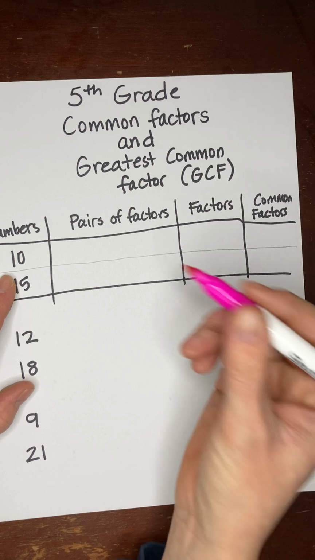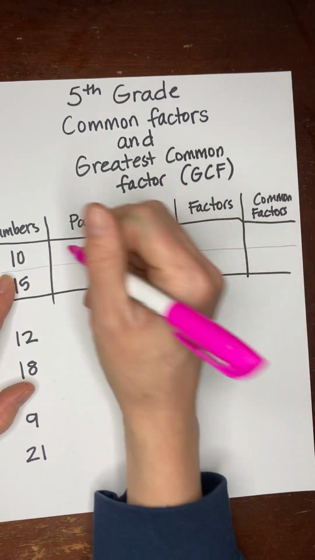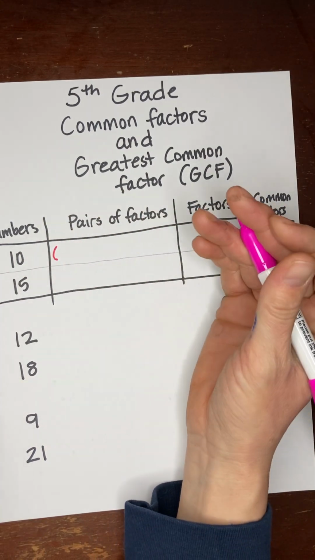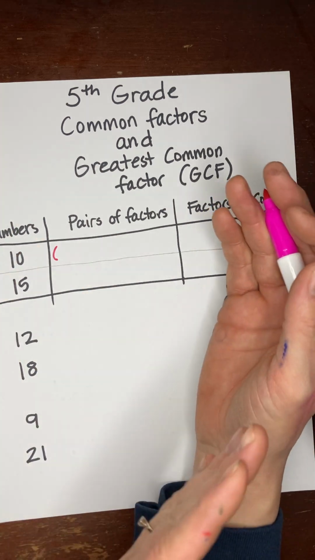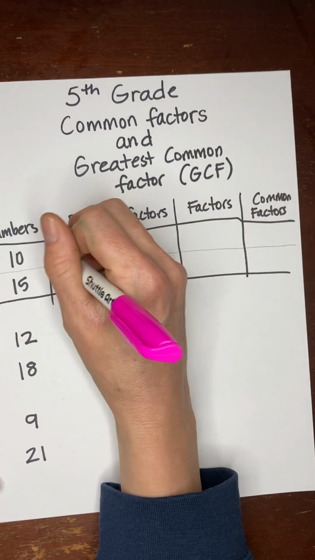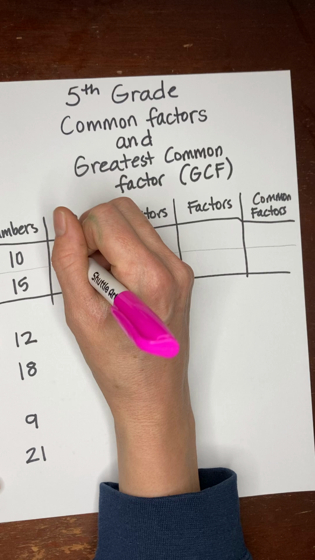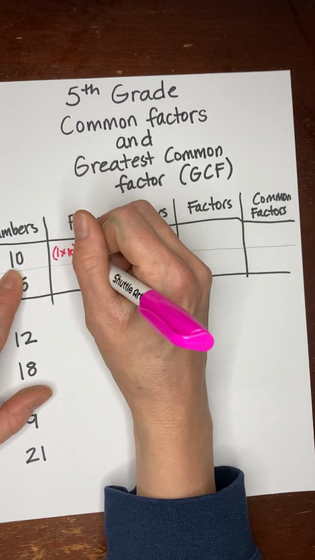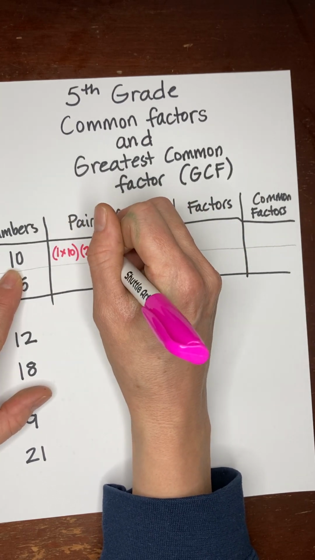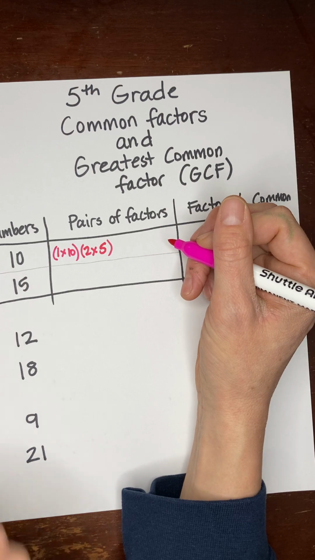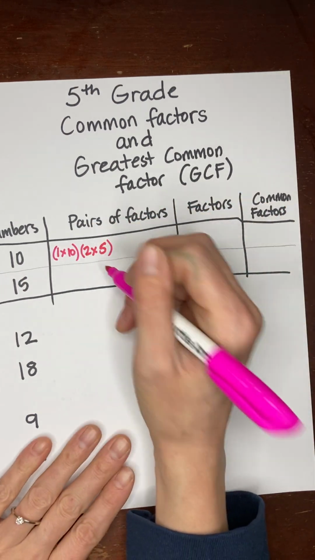So what are the pairs of factors for 10? Well, we always want to start with 1 and then work our way up. We want to be systematic about it. It'll pay off in the end, I promise. 1 times 10, and then 2 goes in, so 2 times 5. And then 3, 4, and we're at 5, so nothing else will go into 10.